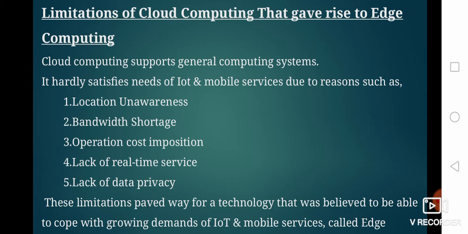And the next, bandwidth shortage. Edge has sufficient bandwidth when compared to the cloud. Cloud costs more in order to use the services. Then there is the lack of real-time services and lack of data privacy.